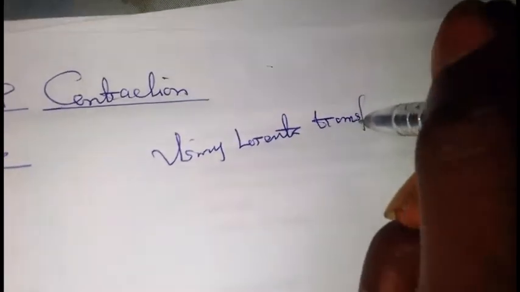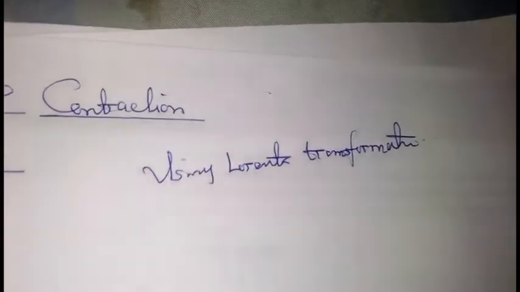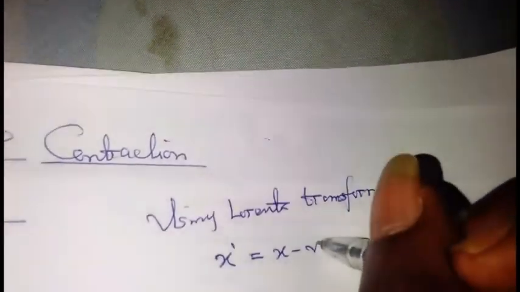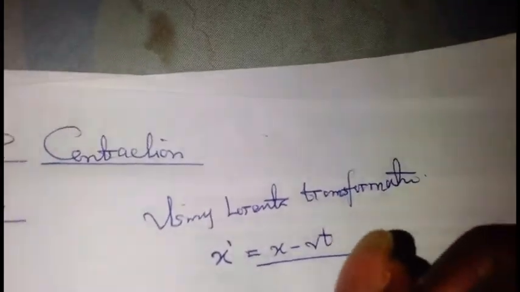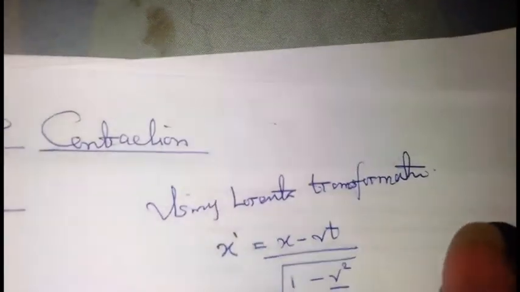So using Lorentz transformation, which says x prime is equal to x minus vt all over root of 1 minus v square over c square. Okay, here is the Lorentz transformation.